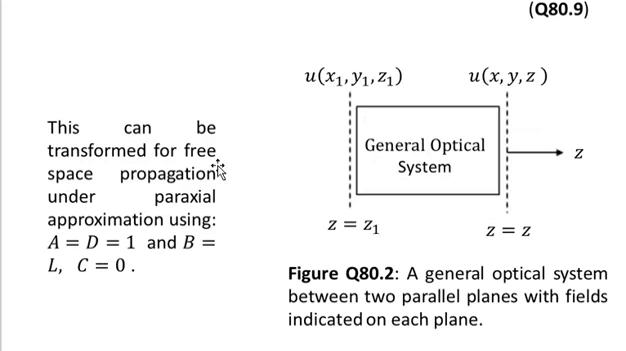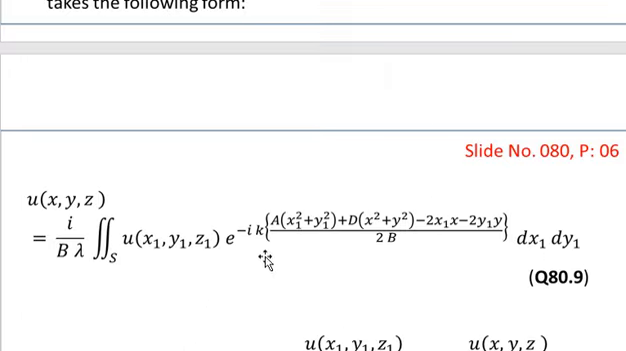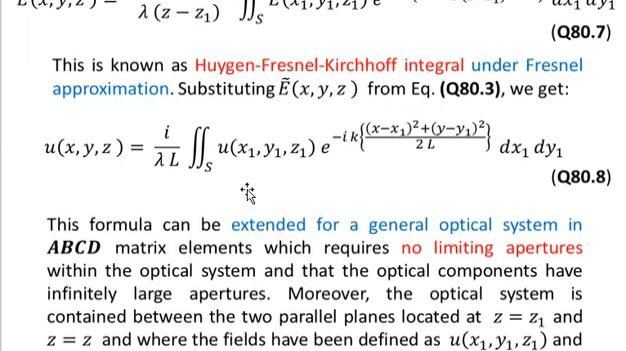This can be transformed for free space propagation under paraxial approximation using capital A equal to 1, capital D equal to 1, capital B equal to capital L, and capital C equal to 0. So if you use these values of the matrix elements A, B, C and D in this formula, you will obtain the free space propagation formula, which we call the Huygens-Fresnel-Kirchhoff integral form of the Fresnel formula for the field calculation between the two parallel planes separated by a distance capital L.